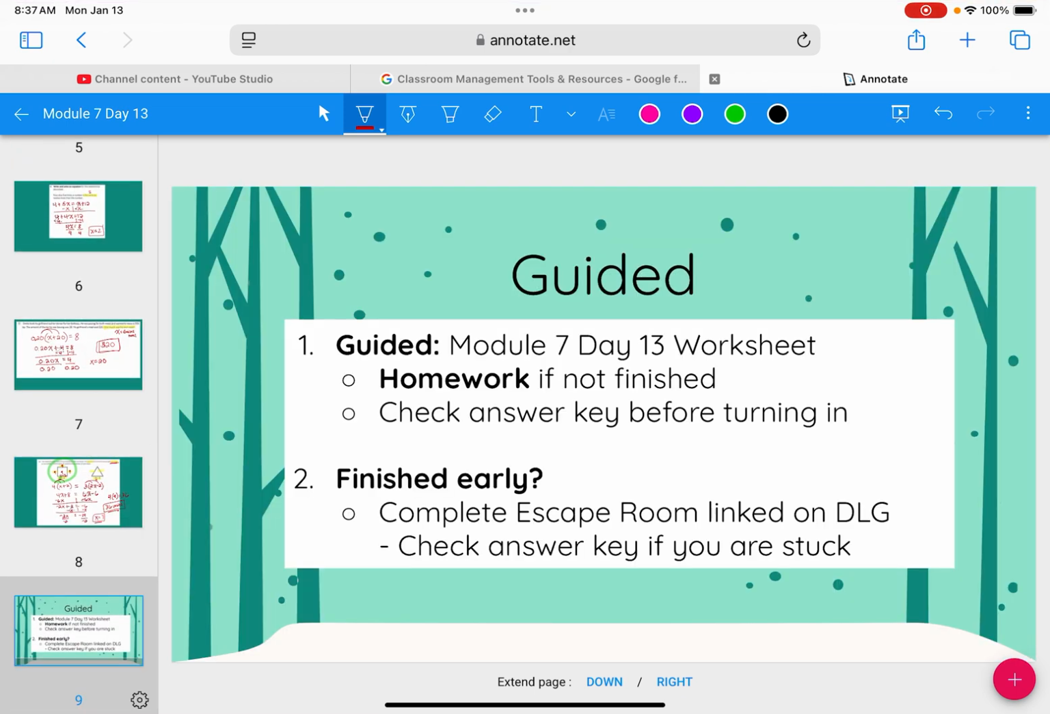All right, what you're going to do now is there is a worksheet for you to do. That worksheet is going to get collected tomorrow. You can turn it in today if you finish early, but it is going to be collected tomorrow for points, so make sure you get it done.